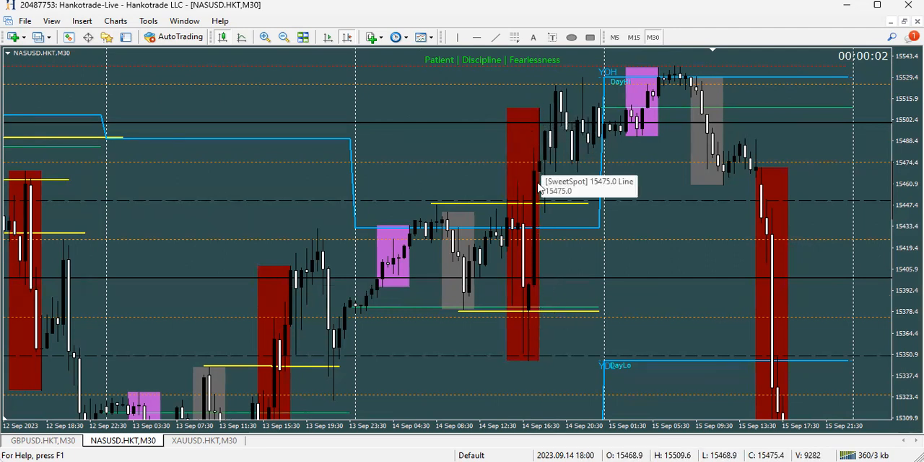Okay. For a long trade opportunity. Even though I wound up catching this short trade, this was a better trade opportunity. So y'all could have caught both of these trades. But it's all good. But this was a better trade opportunity, the long trade.